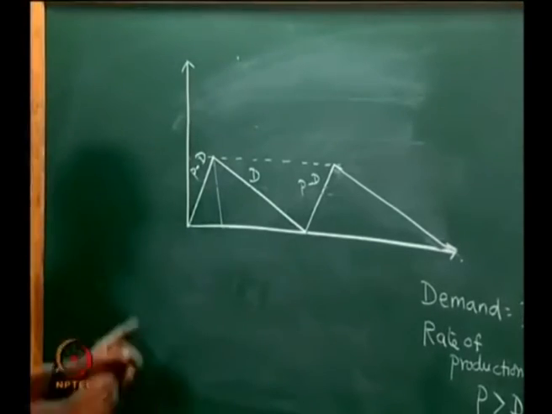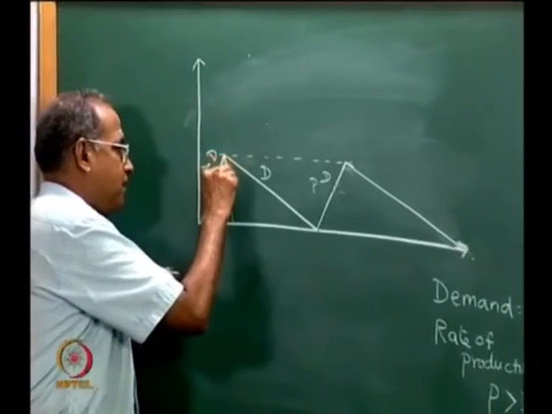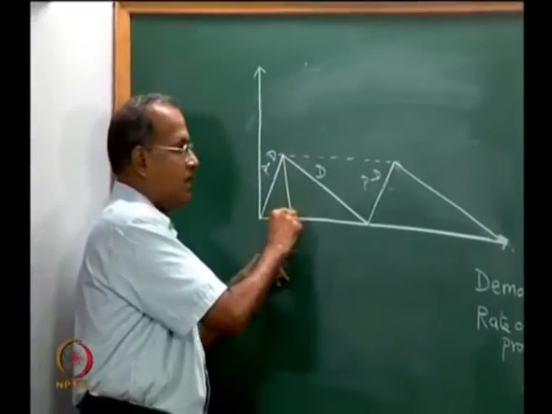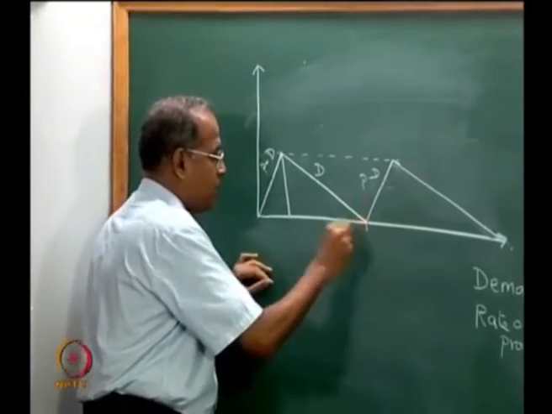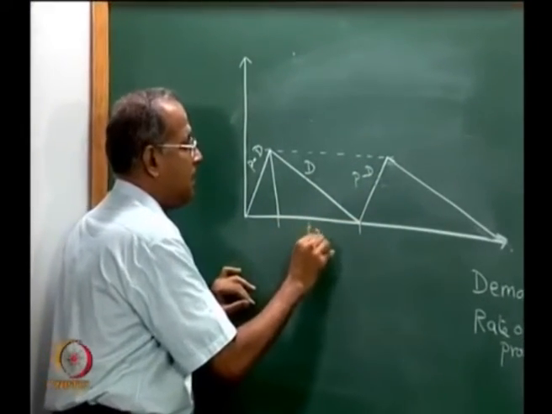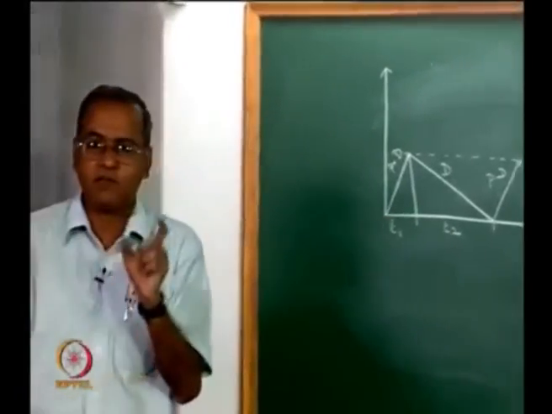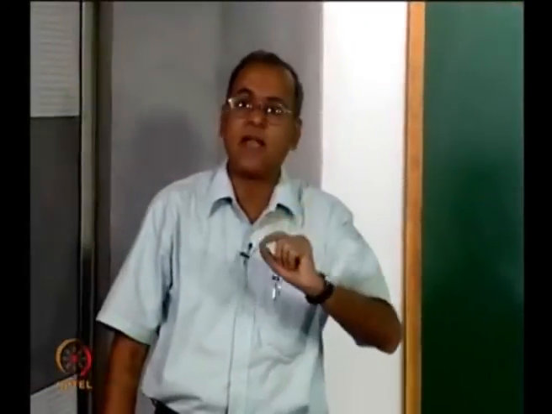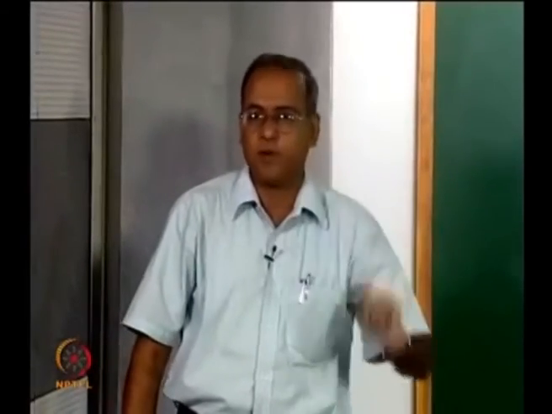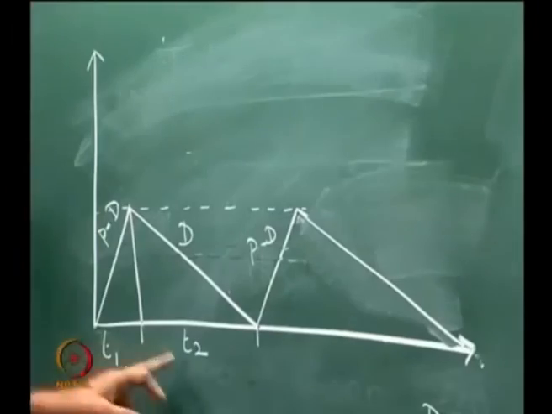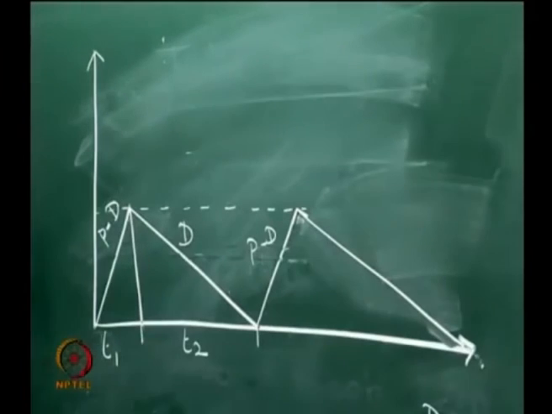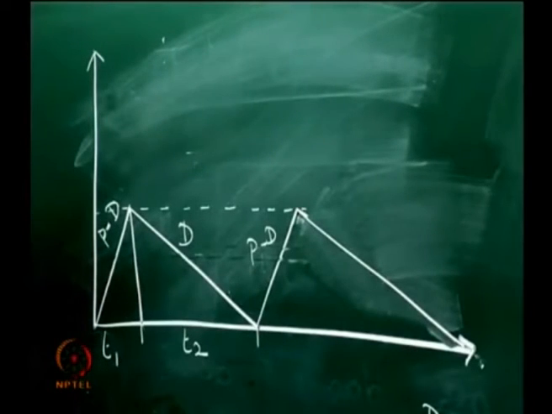Now we assume that in between, during this period when we stopped production and then again start production, this is called T2, this is called T1. T1 is the period where we produce, which means we produce and consume from an inventory point of view. T2 is the period where we only consume the item from the inventory point of view.